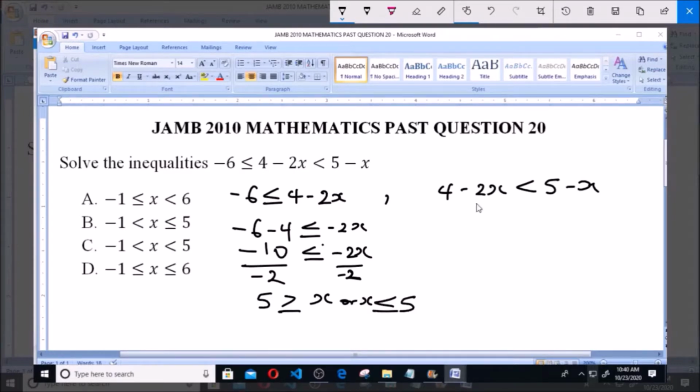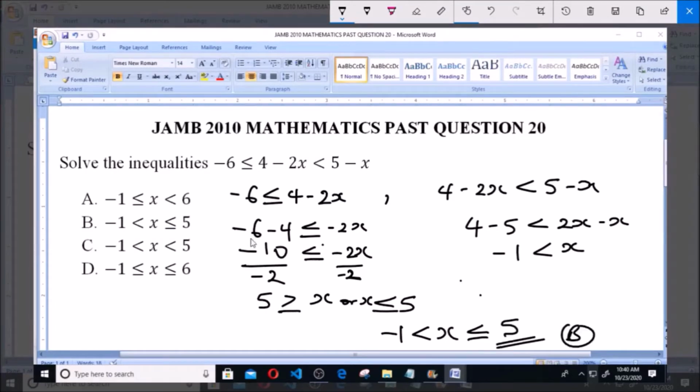We have 4 minus 2x is less than 5 minus x. So from here we can see 4 minus 5 is less than 2x minus x. So from here we can say minus 1 is less than x. Therefore, combining these two answers, minus 1 is less than x, which is less than or equal to 5, and that is option B. Minus 1 is less than x, which is less than or equal to 5.